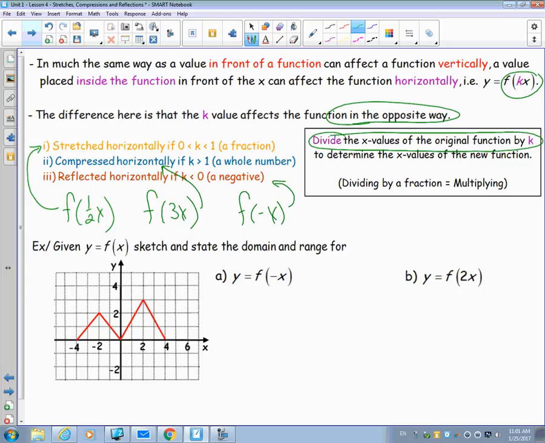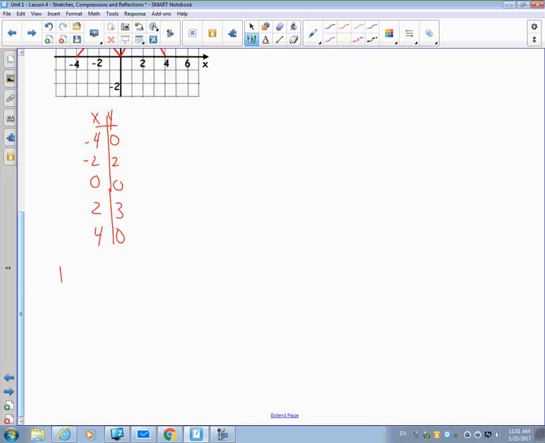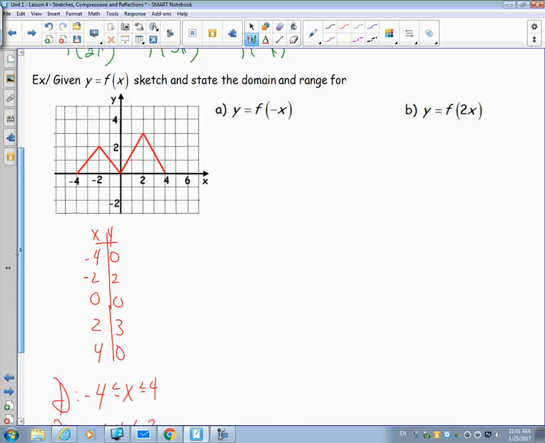Okay? So we'll try some examples again. Get the hang of this. The big thing here to remember is the opposite operation. Things that do x's do opposites. So let's start off with the table, like we did before. X and Y, important points. We have 5 of them this time. Everywhere we change direction is kind of important. And we might as well use our shortcut idea for domain and range. So my domain, look at my table, goes from -4 up to 4. In my range, I have a low of 0 and a high of 3. And that sure enough matches my graph.